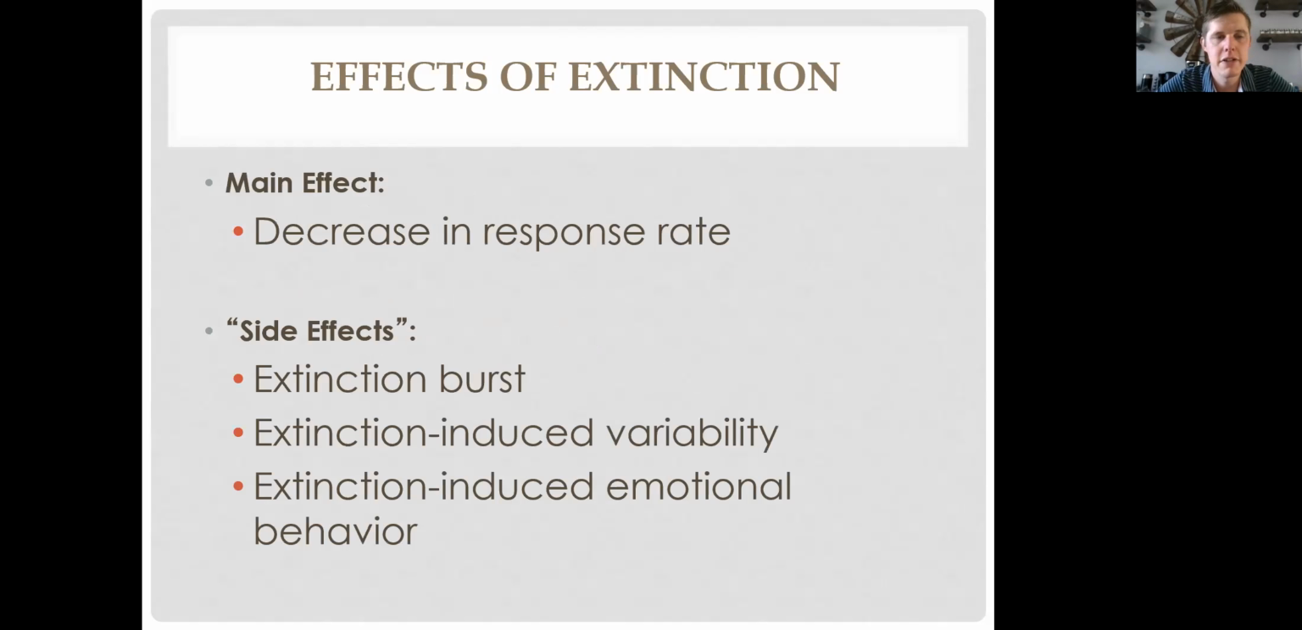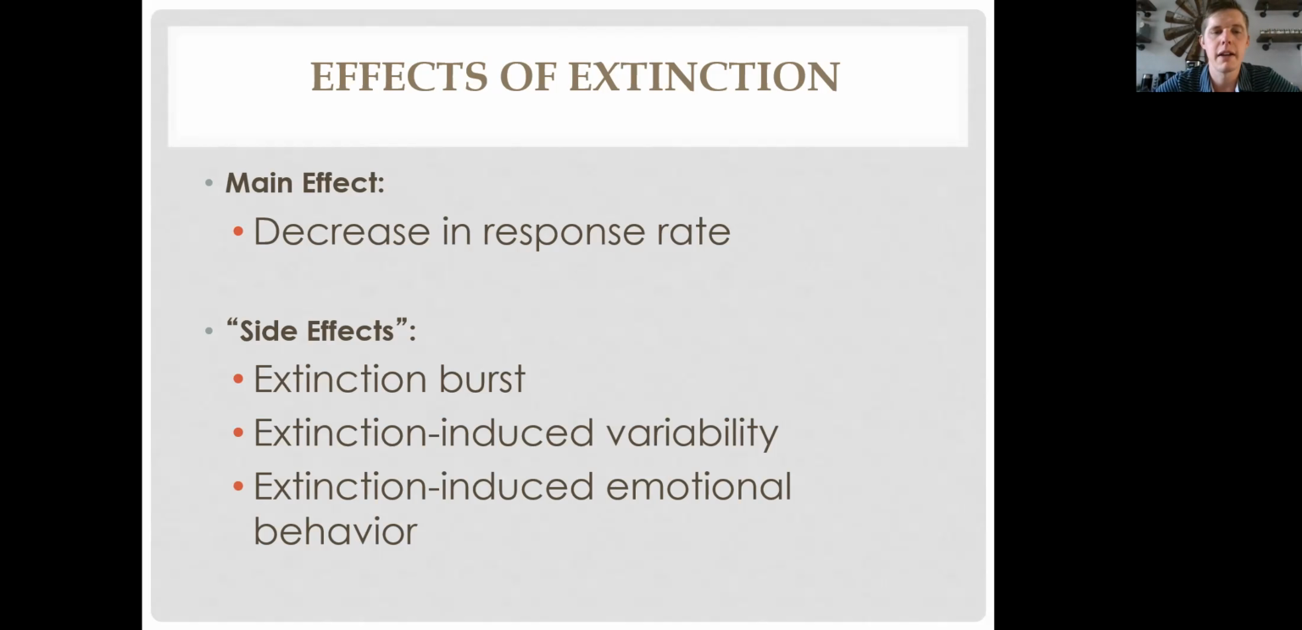So the main effect of extinction is going to be to see a decrease in the response rate, but we also see lots of side effects. We don't just see a simple decrease in response rate. We see what we call extinction burst, extinction-induced variability, extinction-induced emotional behavior. So extinction burst is basically when extinction initially starts taking place, you'll typically or frequently see an increase in that behavior first before it starts to decrease.